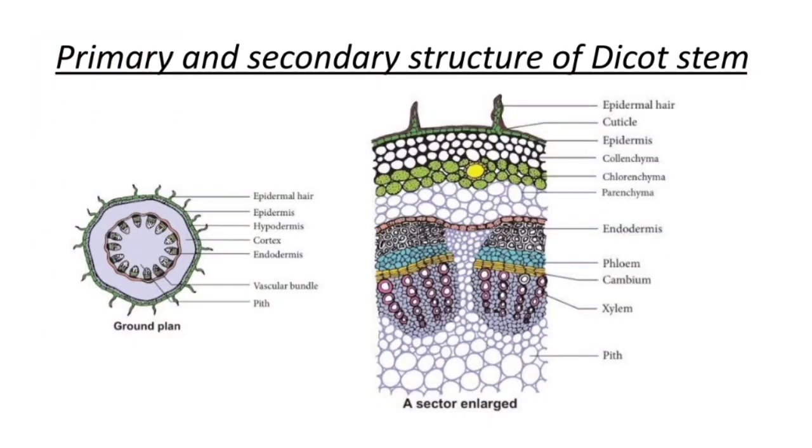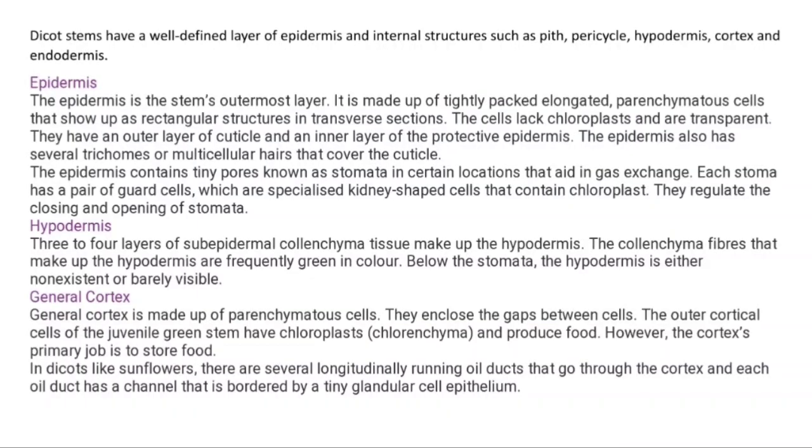Primary and secondary structure of dicot stem. Dicot stem has a well-defined layer of epidermis and internal structures such as hypodermis, cortex, endodermis, pericycle and pith.